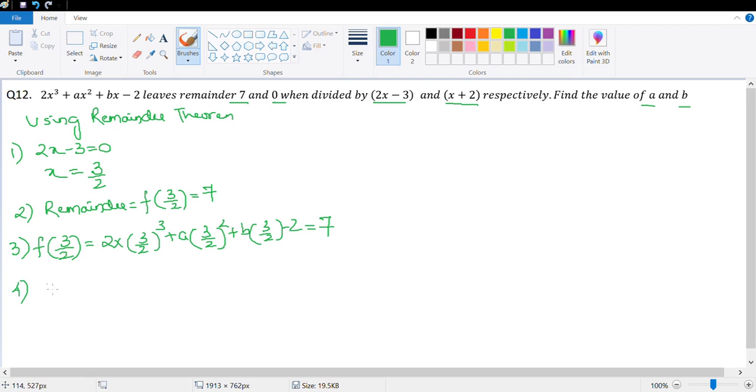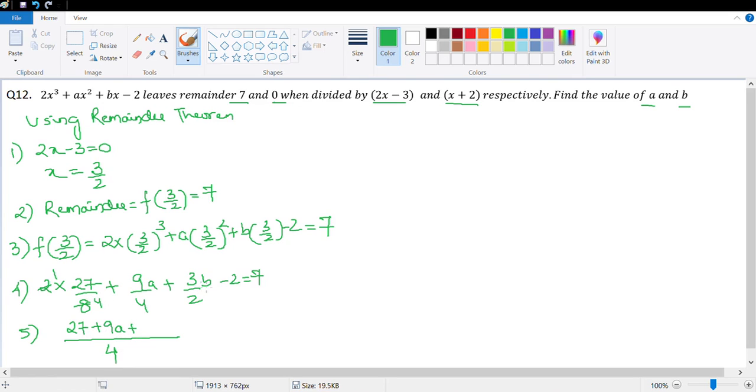Perfect. So let's go ahead and solve it. So that's 2 multiplied with 27 upon 8 plus 9 upon 4a plus 3 upon 2b minus 2 is equal to 7. Okay, so this is 2, 1, 2, 4. Okay, let's take the LCM now. So the LCM will be 4. Yes, the LCM is 4. So we have 27 plus 9a plus 3b into 2. That will be 6b minus 2 into 4. That's 8, which will be equal to 7.